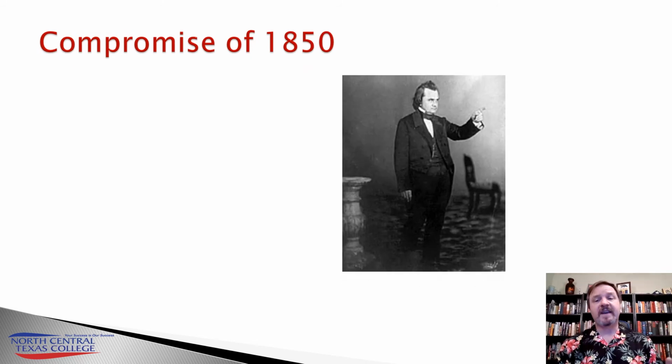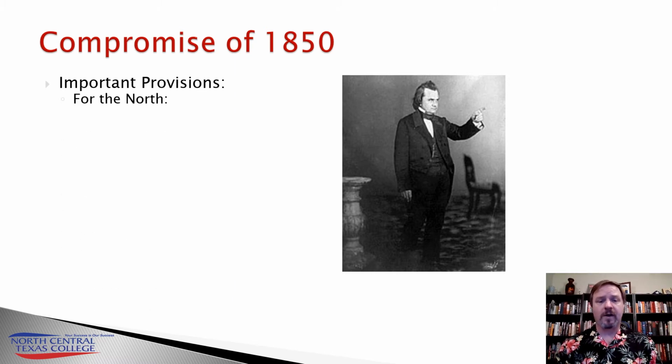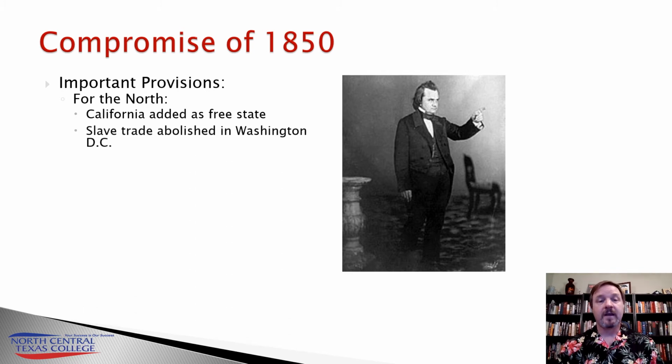Well, the Compromise of 1850 has a little bit of everything for everyone. Its important provisions, though: for the North, California in the Mexican Cession will be added as a free state. They'll draw the boundaries based on the known census data at the time, which is why California is so big, right? And of course, the anti-slavery people want California to be as big as humanly possible, to take as much territory of that Mexican Cession as you can.